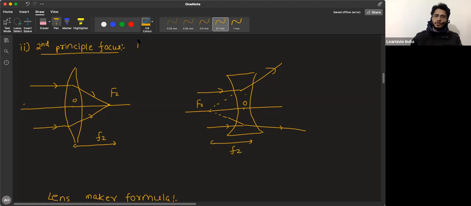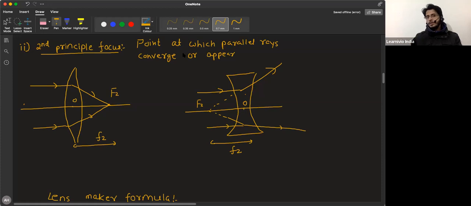So second principal focus: the point at which parallel rays converge or appear to converge. So they converge for a convex lens and they appear to converge for a concave lens.